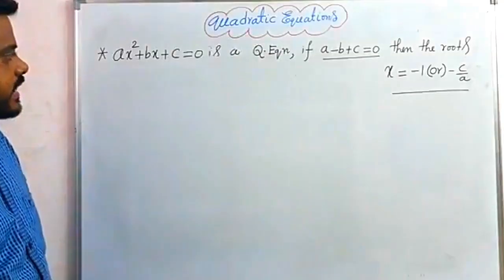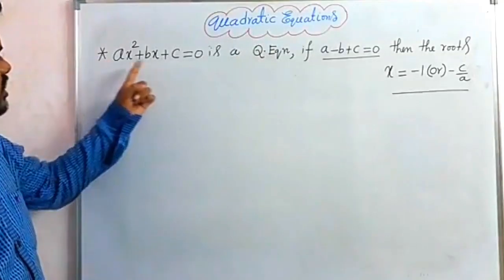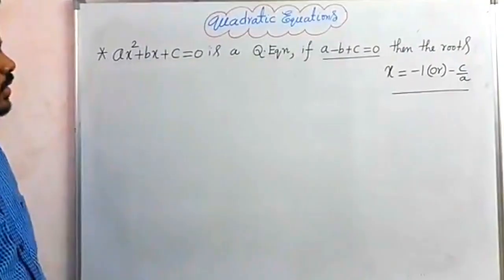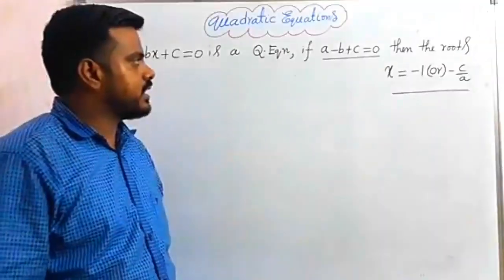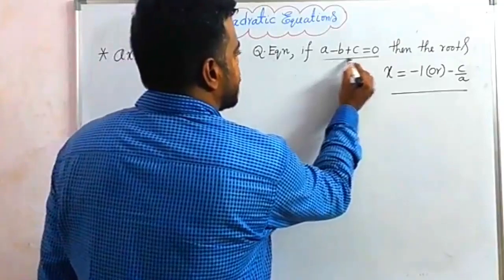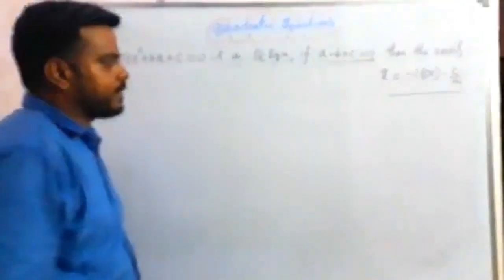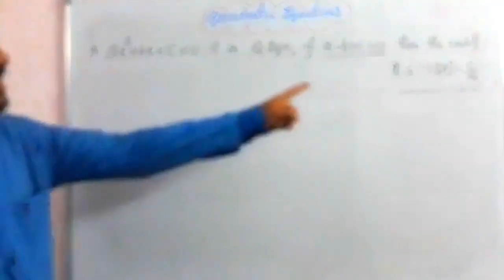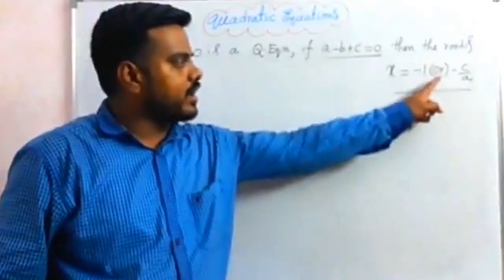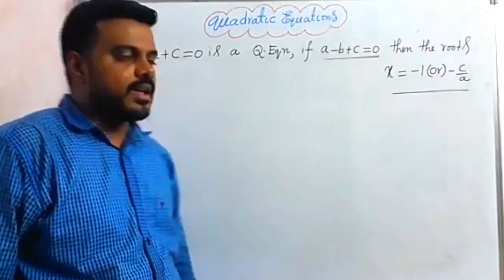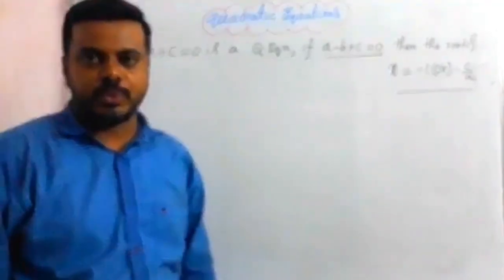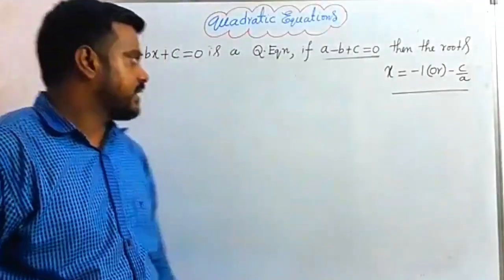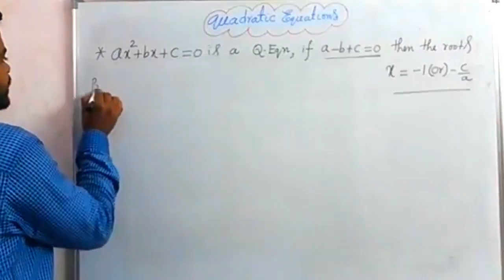Now the second condition: ax square plus bx plus c is equal to 0 is a quadratic equation. If a minus b plus c is equal to 0, then the roots are x is equal to minus 1 or minus c by a. This is also I am going to prove in the same procedure. Now let me prove this.